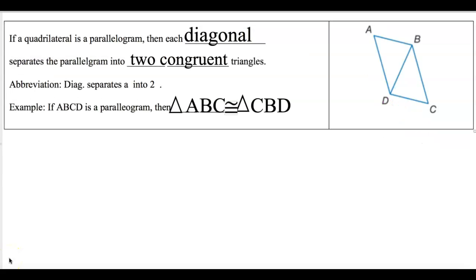If a quadrilateral is a parallelogram, then the diagonal separates the parallelogram into two congruent triangles. So we can see that this side is congruent to that side. This side, again, is congruent to itself. And finally, we'll have that this side here is congruent to that side. So we can make a congruence statement saying triangle ABC is congruent to triangle CDA.